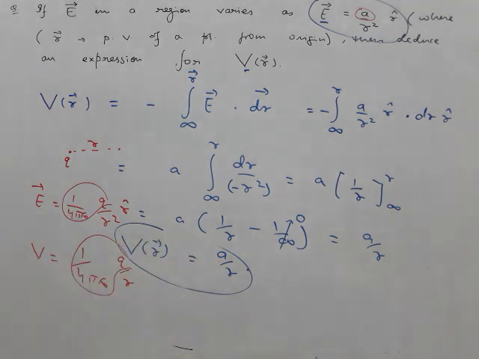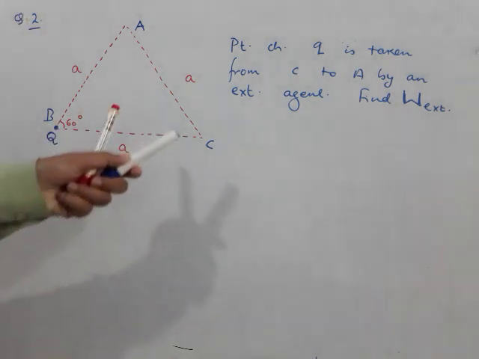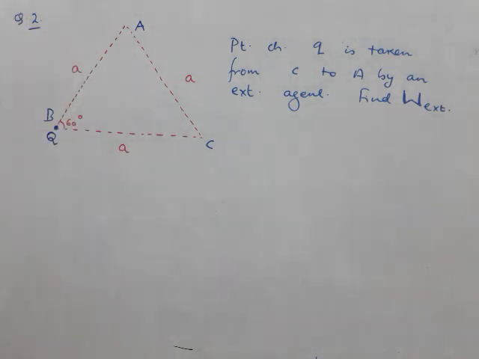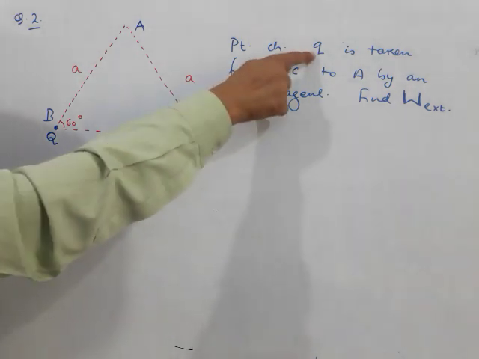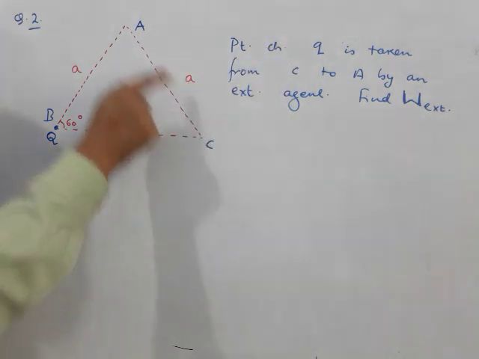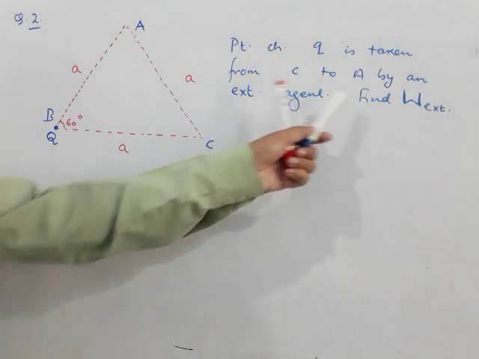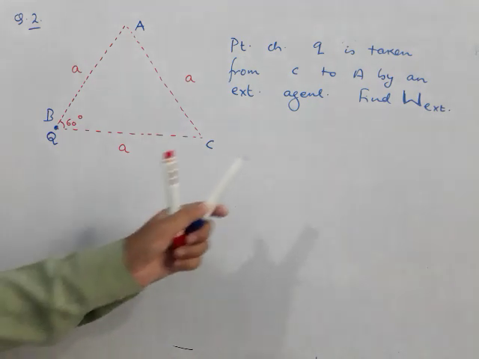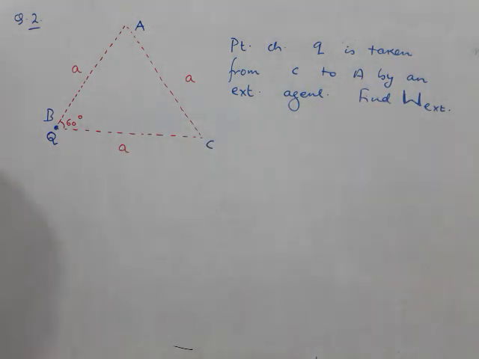Let us see one more question. In this second question, there is an equilateral triangle of side A each. There is a point charge capital Q placed at the vertex B. An external agent takes point charge Q from point C to point A. So point charge Q is taken from C to A by an external agent. You have to find the external work done by that external agent.